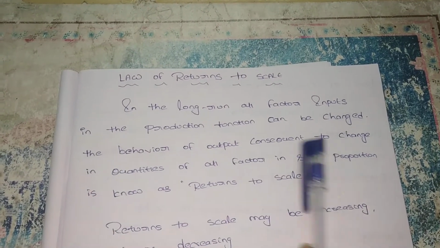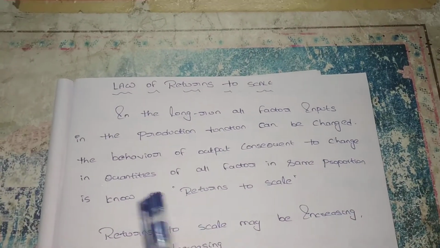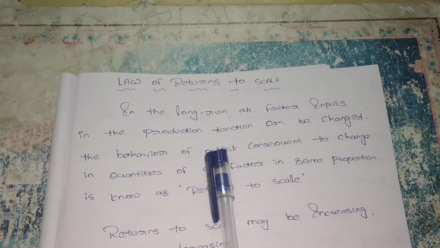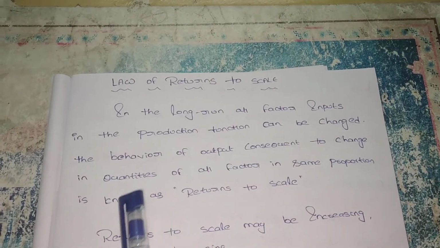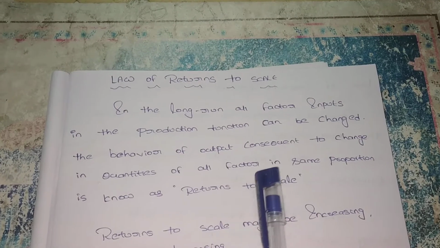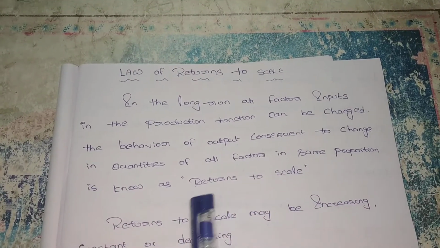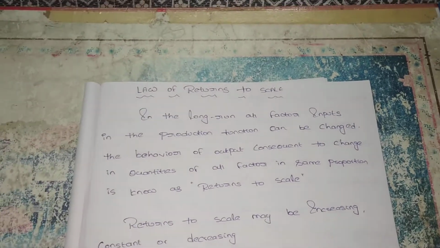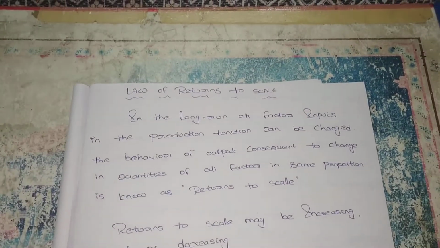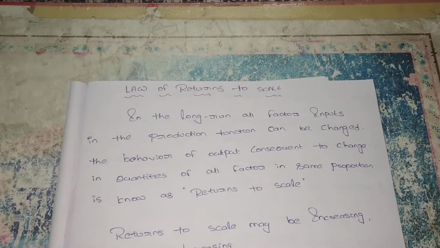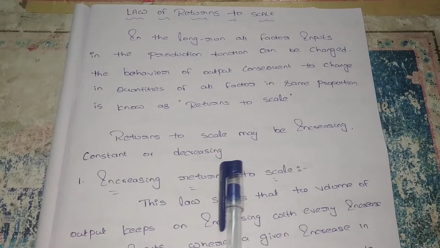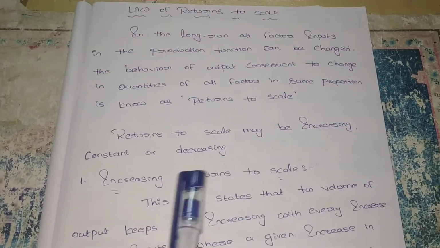Functions can be changed, which means all factors of inputs are changed. The behavior of output consequent to the changes in quantities of all factors in the same proportion is known as returns to scale. Suppose they are increasing, we can say there is a returns to scale. Next, returns to scale may be increasing, constant or decreasing.